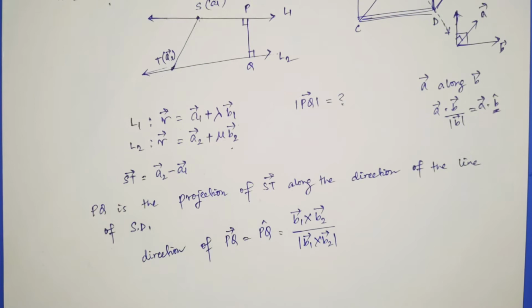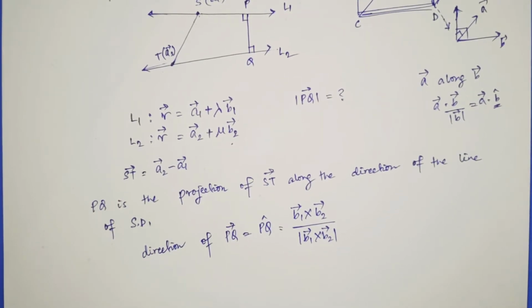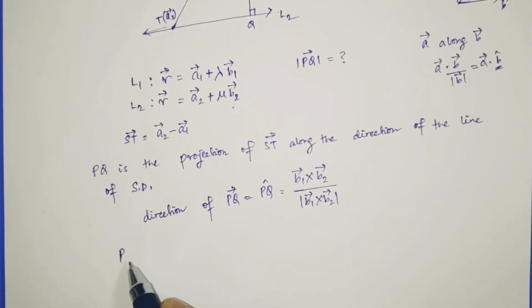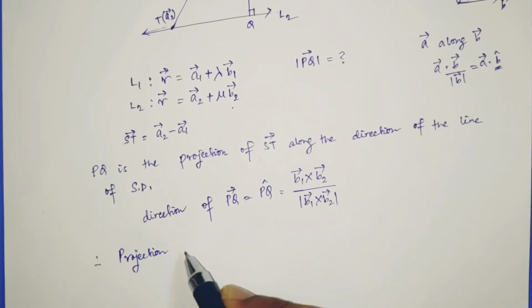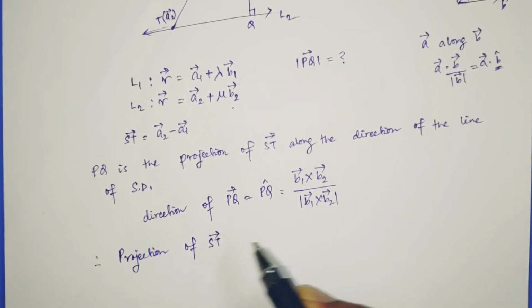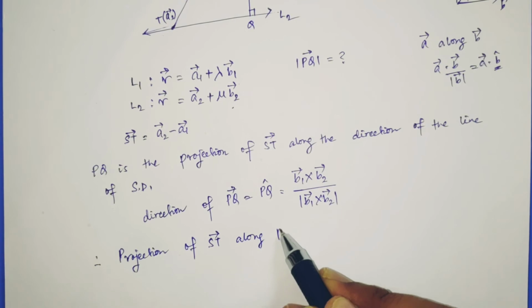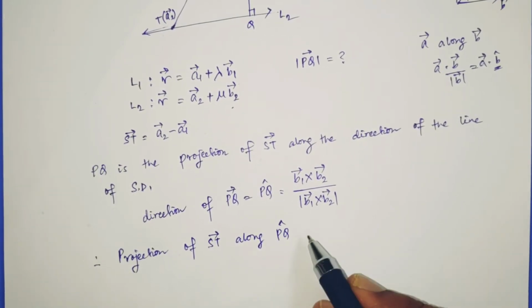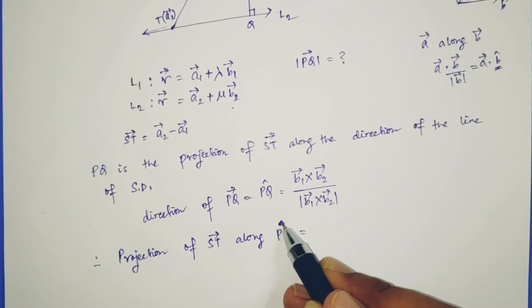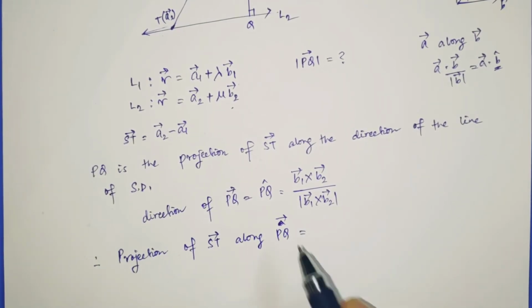Am I clear? Now what have we been asked to find? We have to find the projection of ST along this one, right? So what will we write? Therefore, the projection of ST vector along PQ cap, or you can write along PQ vector, is equal to what?